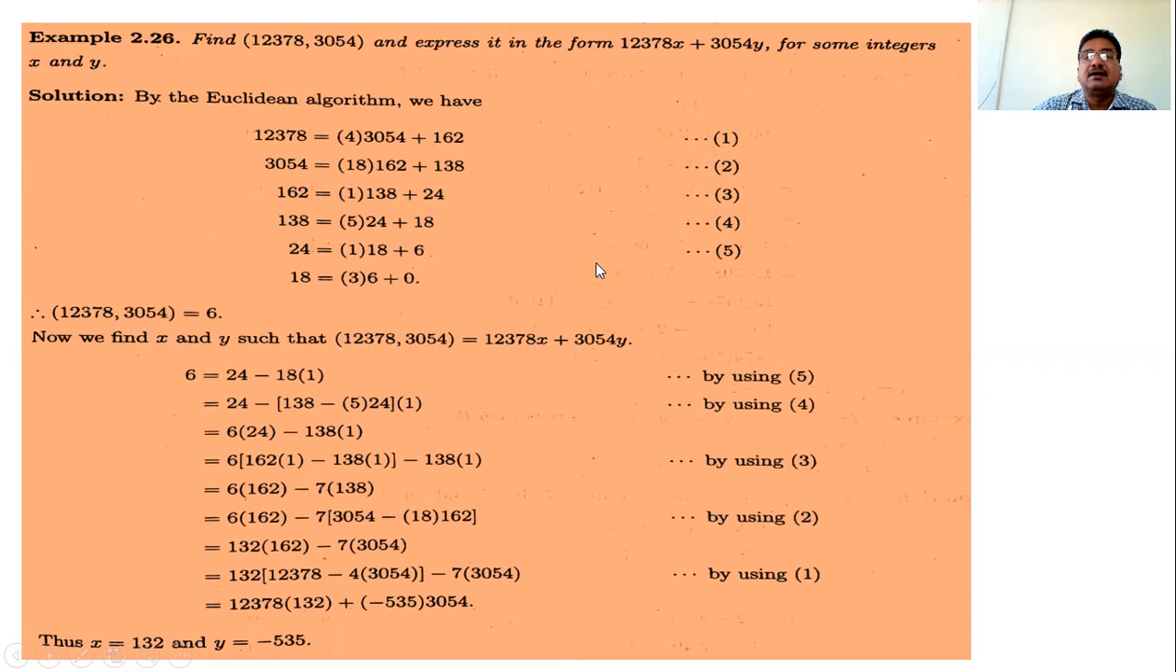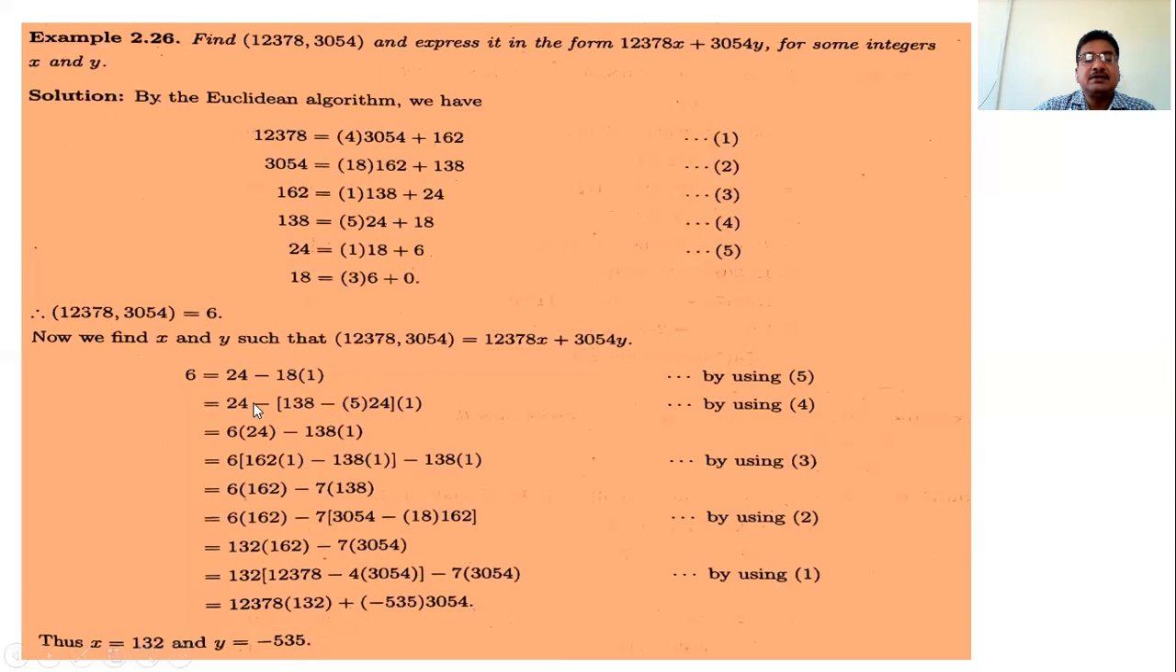That is, use these equations, numbering them in reverse way, that is this is 1, this is 2, this is 3, this is 4, this is 5. Okay, and then using this 5, 6 is 24 minus 18 into 1. Then the value of 18 is 138 minus 5 into 24, and into 1, this one as it is. If you multiply by 1 here, then we have 138 into 1 minus 24 into 5.